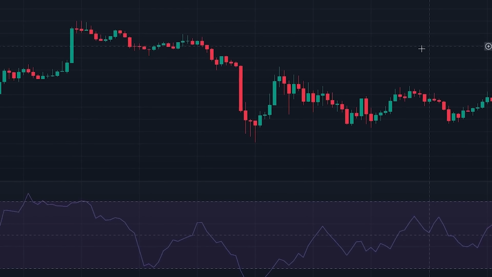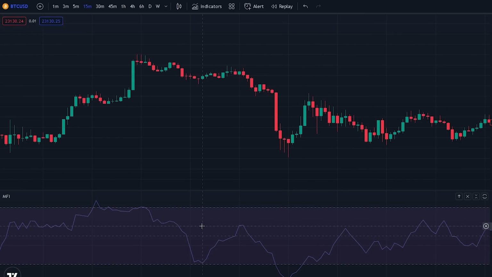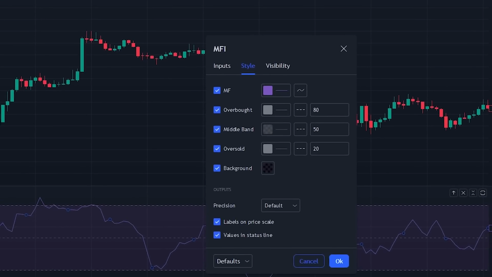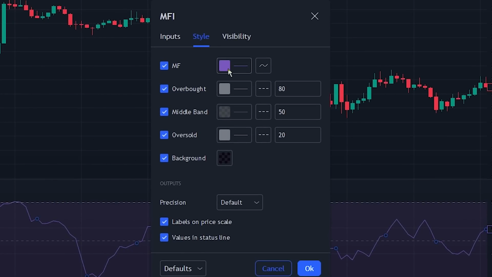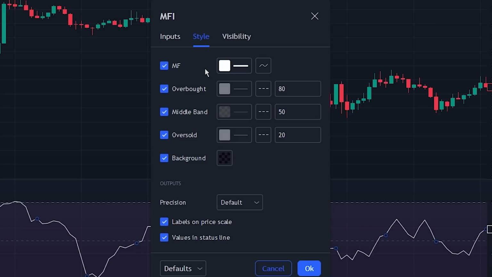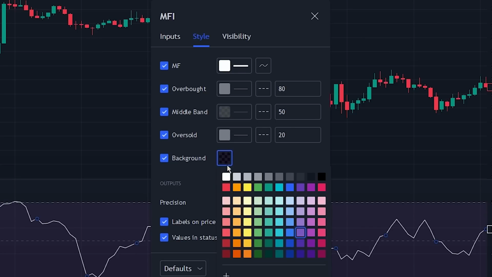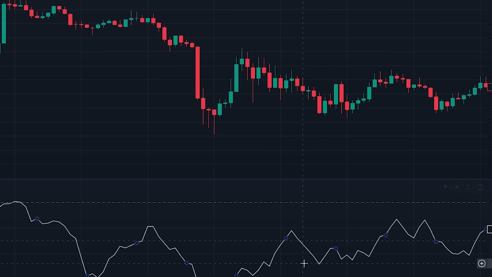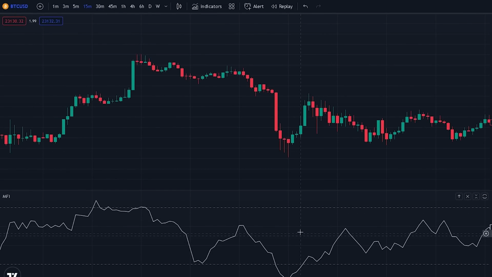Now that we have added the indicator to the chart, let's change the colors of the indicator to make it more visible. To do this, navigate to the Indicator Settings and click on the Style tab. We will be changing the color of the Money Flow Index line to white. After that, we will be removing the background plots. That was all that we needed to do. Now let's take a look at how we will be reading the indicator.